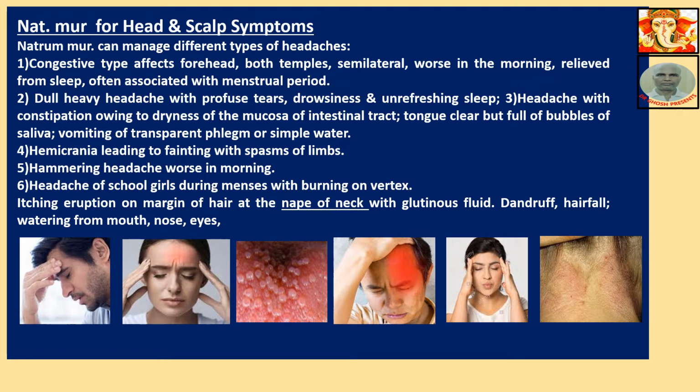Itching eruption on the margin of hair at the nape of the neck with glutinous fluid. Dandruff, hair fall, watering from mouth, nose and eyes. Here a particular technical term has been used, the nape of the neck. The nape of the neck means actually this region where the margin of hair meets the neck. That is called the nape of the neck. All other things are described above, and the images have been shown below.